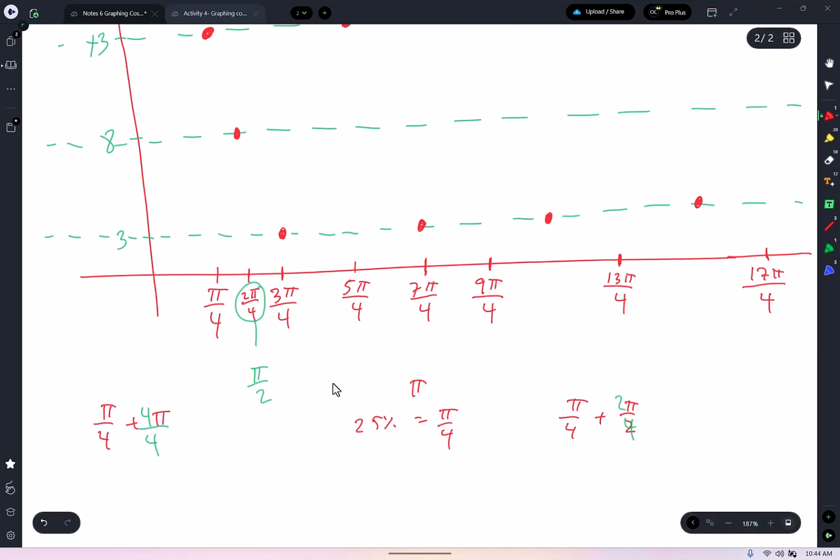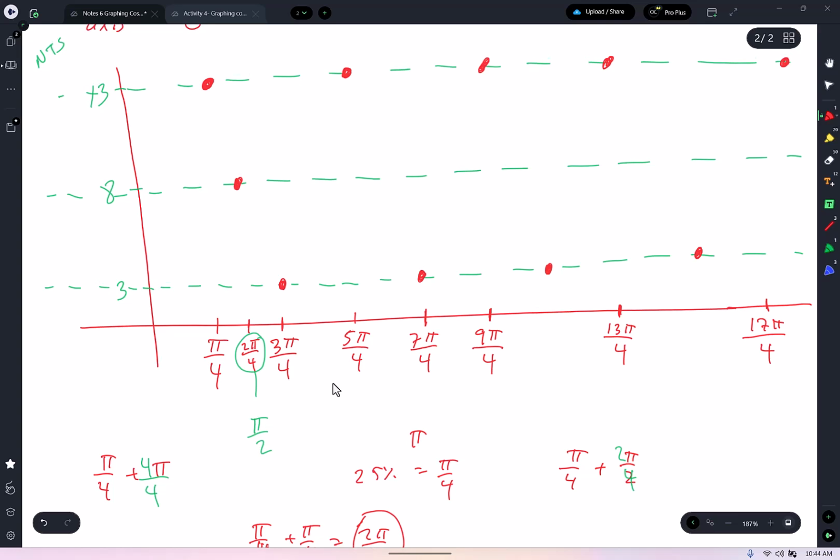If I were to go pi over 4, like let's say I wanted to know where this midpoint is. Pi over 4 plus pi over 4, look, you get that 2 pi over 4, which is right there. And 2 pi over 4 obviously reduces to pi over 2. Do you guys see how we're doing this? See? Okay, I just want to make sure that you guys understand that.